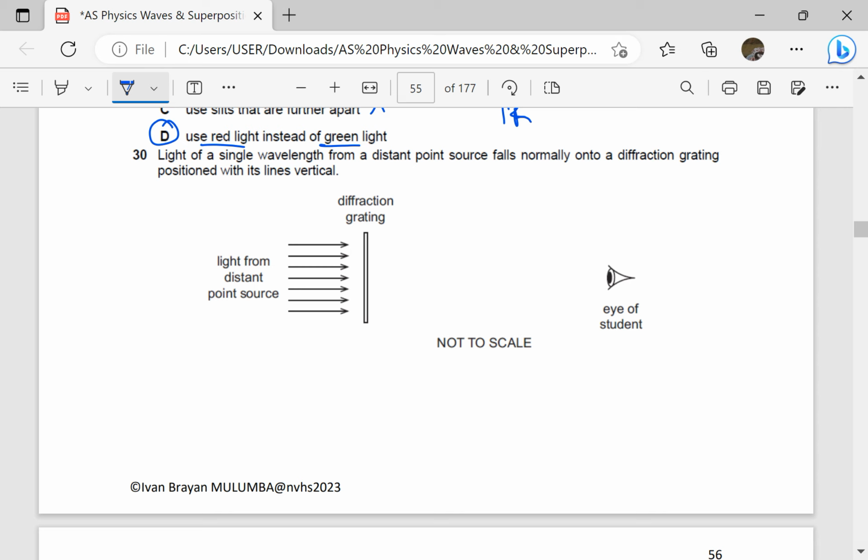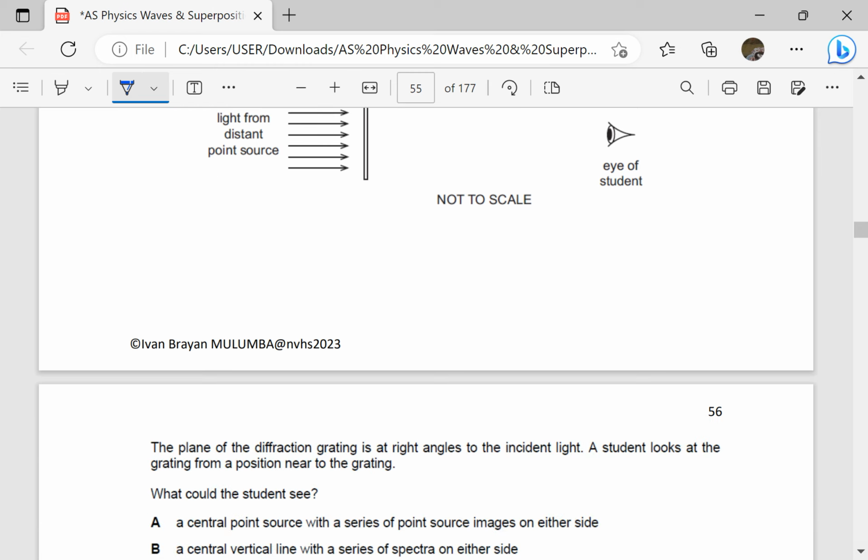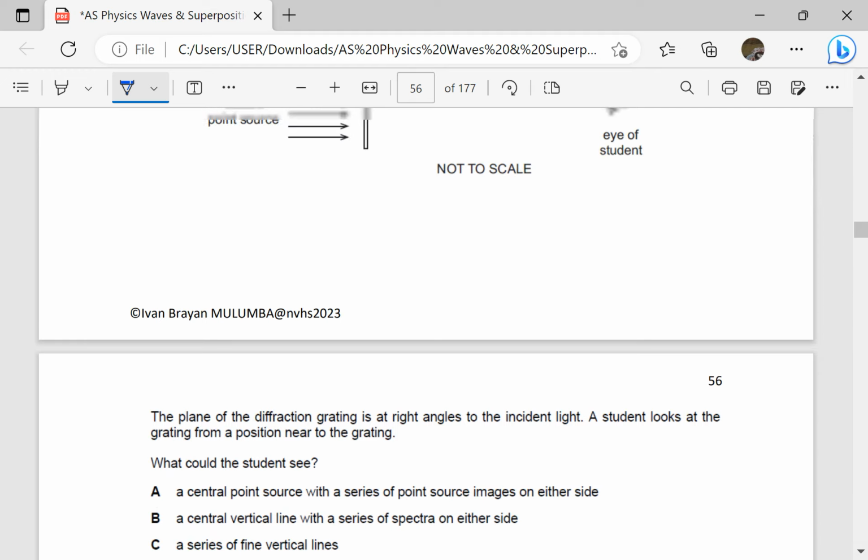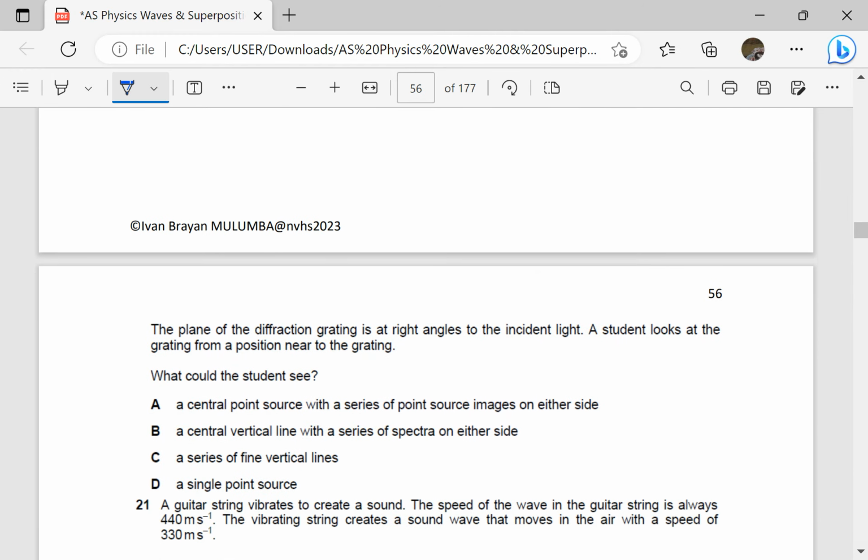Light of a single wavelength from a distant point source falls normally onto a diffraction grating, positioned with its lines vertical, as shown here. The plane of the diffraction grating is at right angles to the incident light. A student looks at the grating from a position near to the grating. What could the student see?